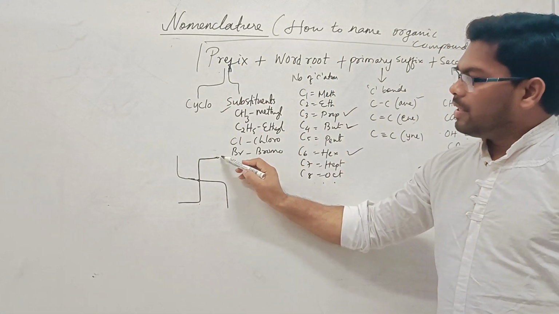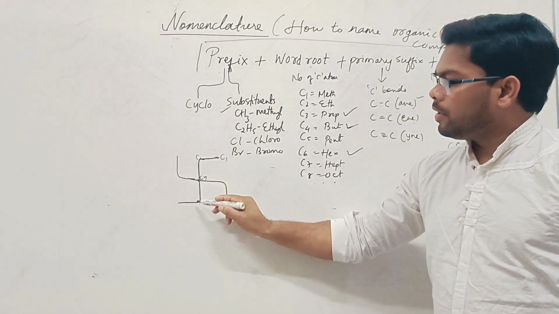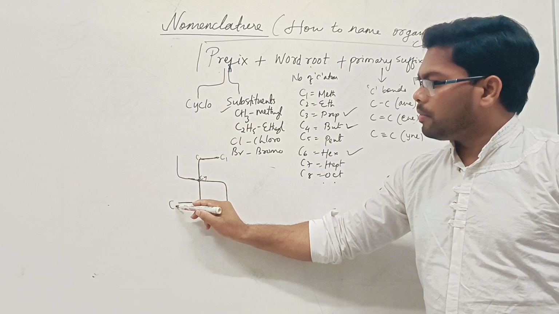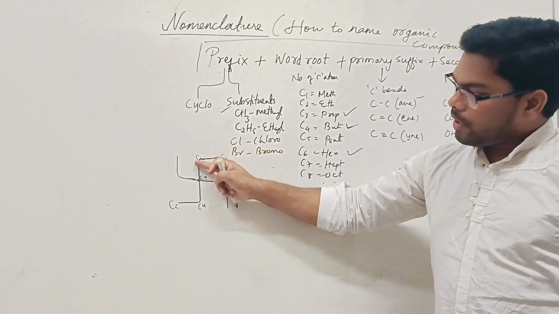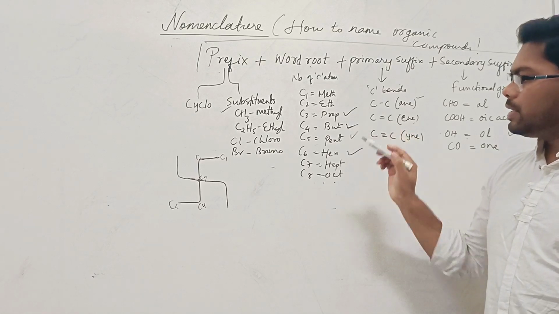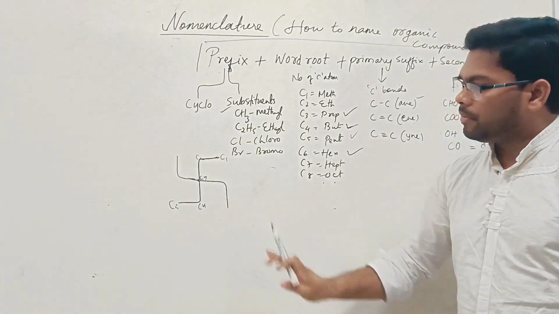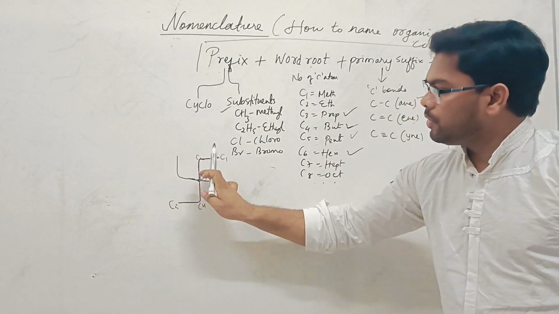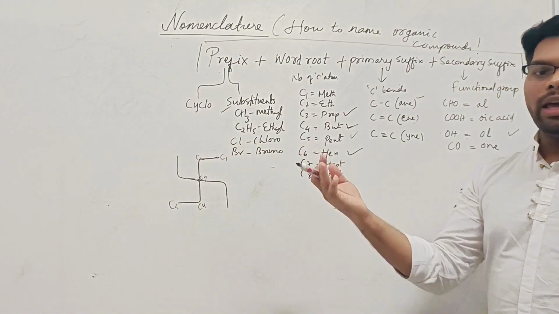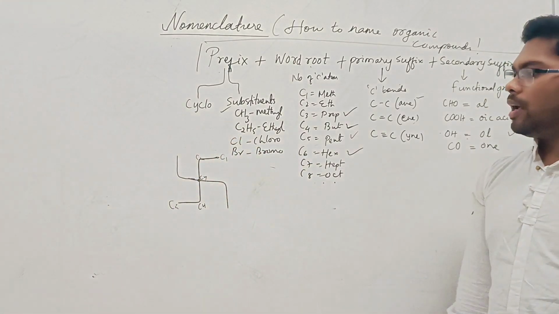Can you do it? This will be the first carbon, second carbon, third carbon, fourth carbon, fifth carbon. If you go this way, find the longest chain. Total number of carbon is 5, so pent. If you go this way also, same: 1, 2, 3, 4, 5. However you find the longest chain, it will be 5.